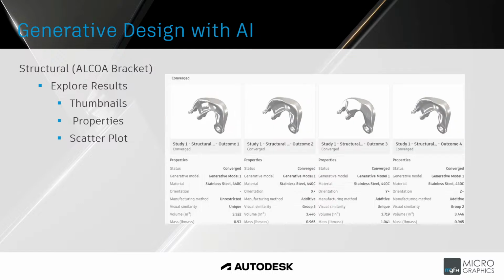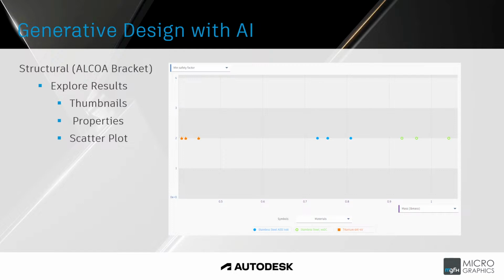You can also view according to properties, so you'll have a thumbnail with properties below it. We can see that these couple of outcomes, these first 4 outcomes, are all stainless steel 440C, and it shows us an orientation, the manufacturing method. And so we can see for each one how it's made, what's the manufacturing method, what is the orientation for that manufacturing method. And then lastly, we have the scatter plot.